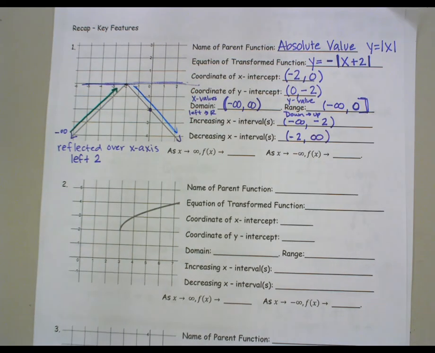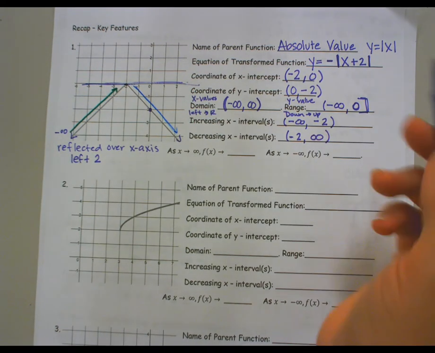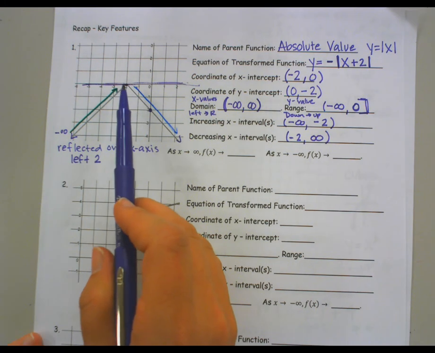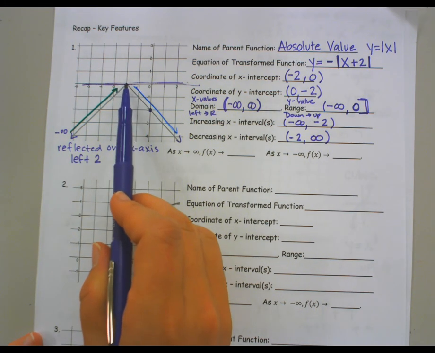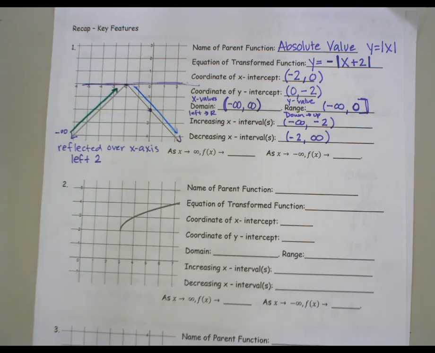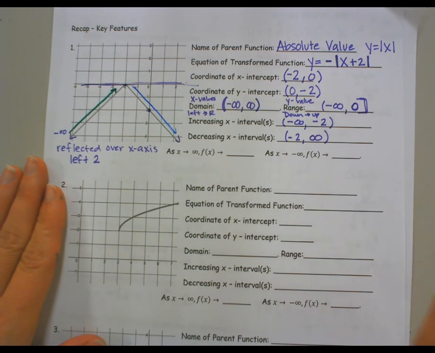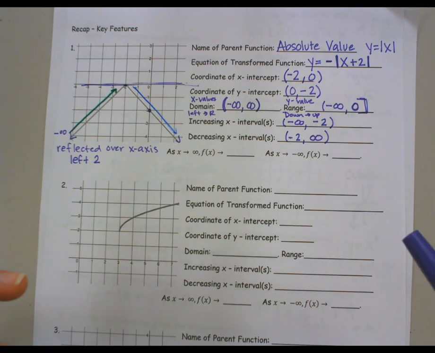And when we talk about our intervals, we always use parentheses because at that value -2, you're not increasing or decreasing. It's not going either way. So we can't call that a value that's included in our increasing and decreasing. So we just always use parentheses when we do increasing and decreasing values.